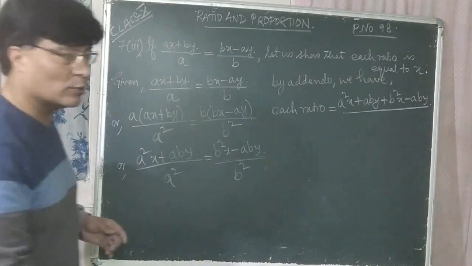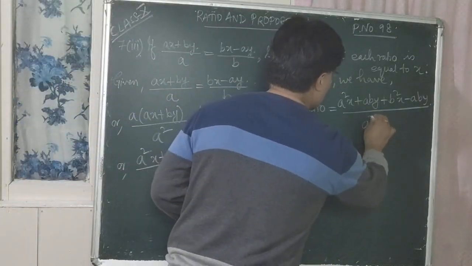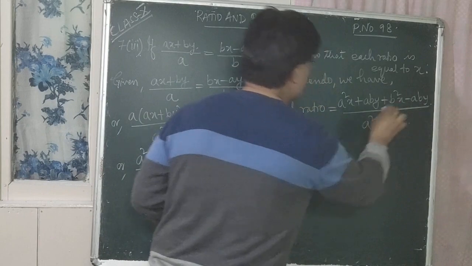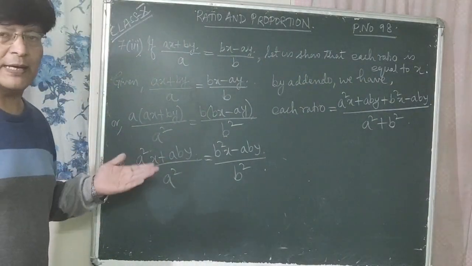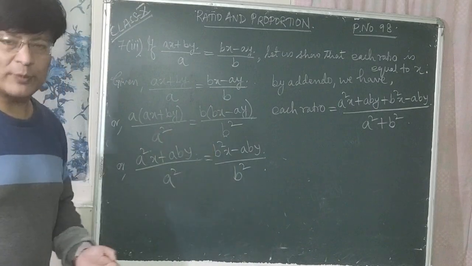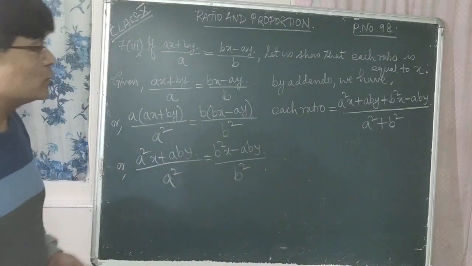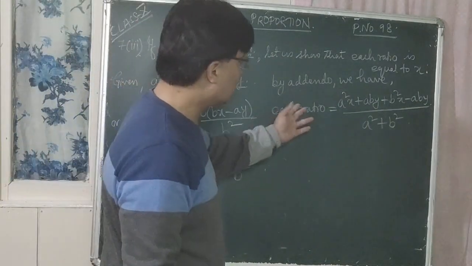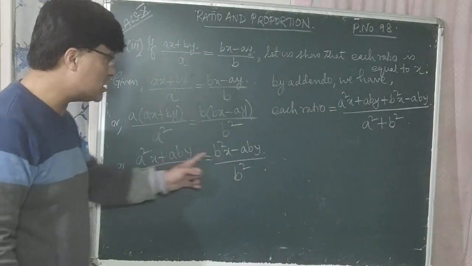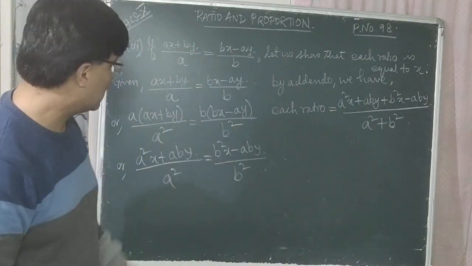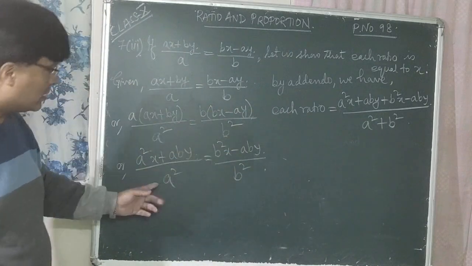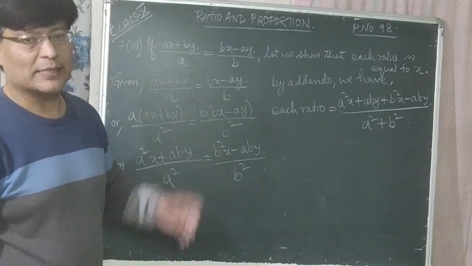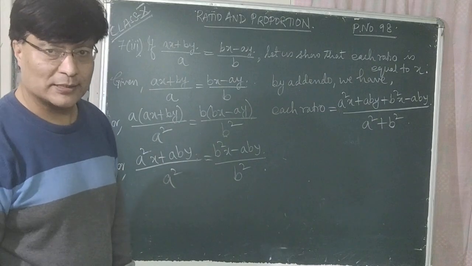In the denominator, what do we write? It is a square plus b square. So I think you have understood it. This is by addendo. You can add those numerators and you can add those denominators. That is, each ratio will be equal to (a square x + aby + b square x − aby) whole divided by, you have to add those denominators, that is a square plus b square. Is that clear?